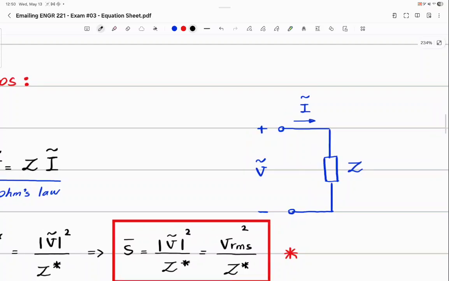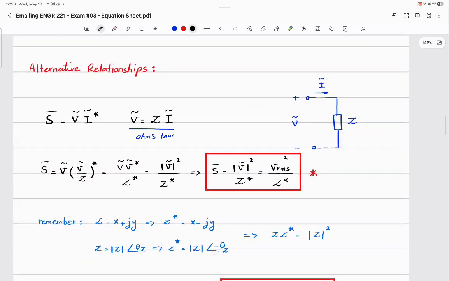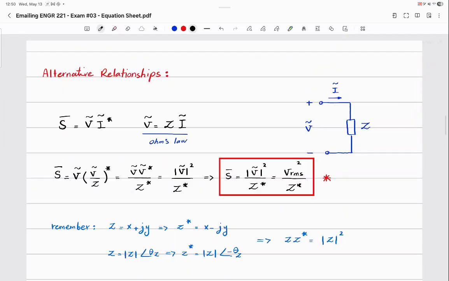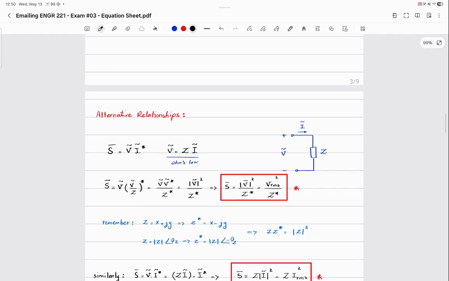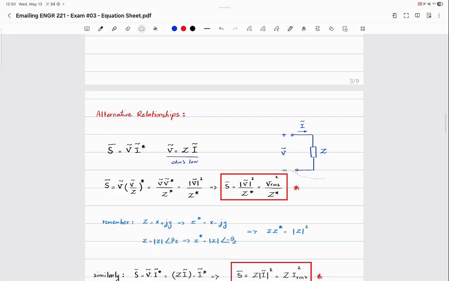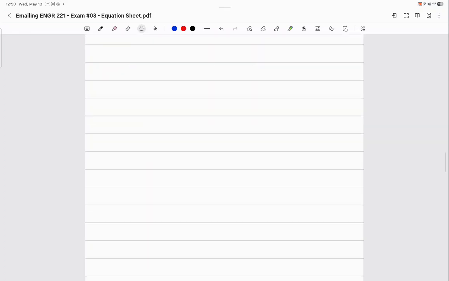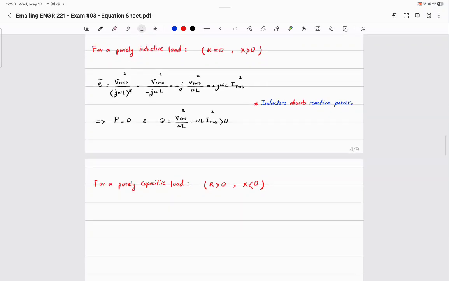Yes, provided that the polarity and the direction that you've defined is like that, okay? If you define it the opposite way, everything is going to be opposite, right? Okay, let's do it for capacitor.